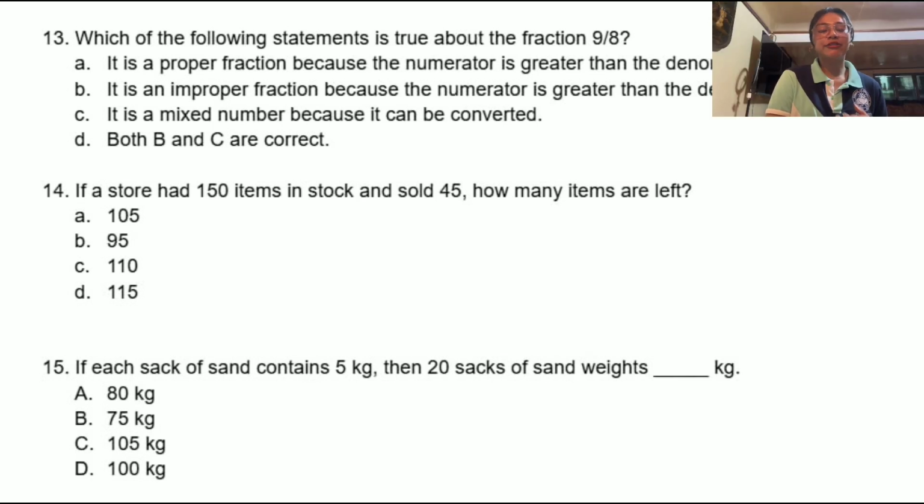Number 15. If each sack of sand contains 5 kilograms, then 20 sacks of sand weigh blank kilograms. A, 80 kilograms, B, 75 kilograms, C, 105 kilograms, and letter D, 100 kilograms. So the correct answer for this one is the letter D, 100 kilograms. So multiply the weight of each sack by the total number. So 5 multiplied by 20 is equal to 100. Now, as you can see with the other options, which are 80, 75, and 105, these are results from using incorrect multipliers. So the correct answer would be 100.